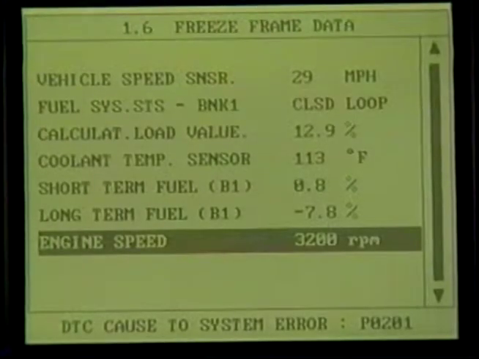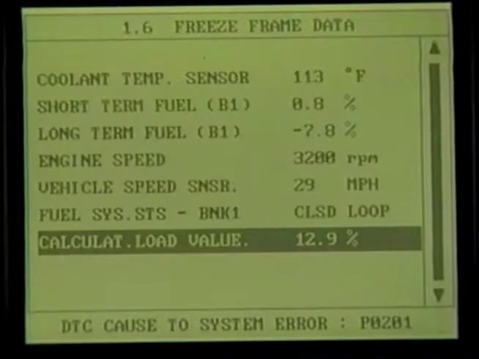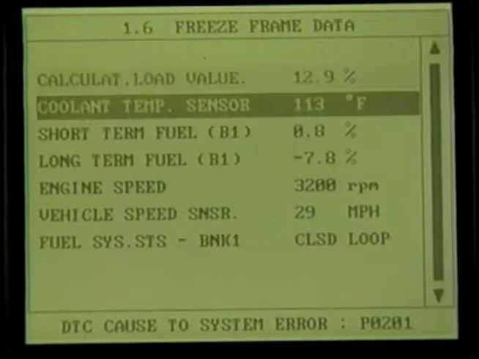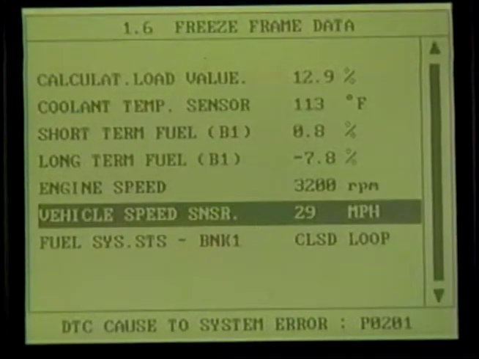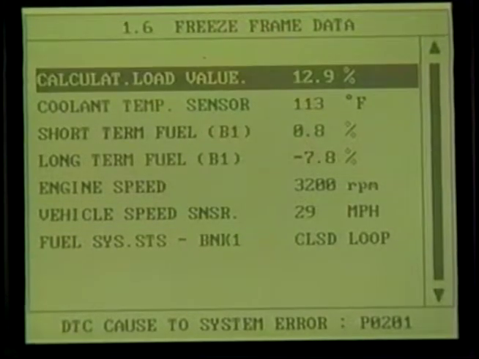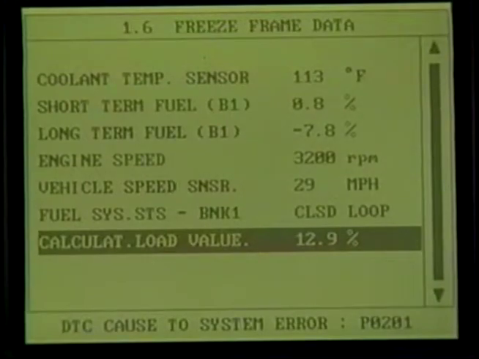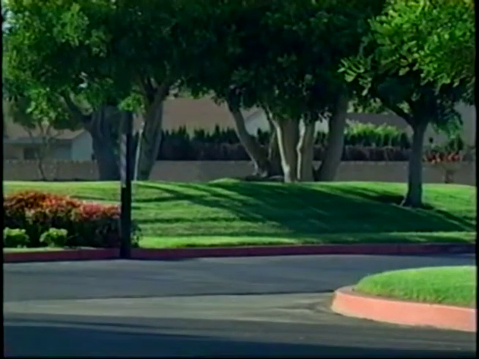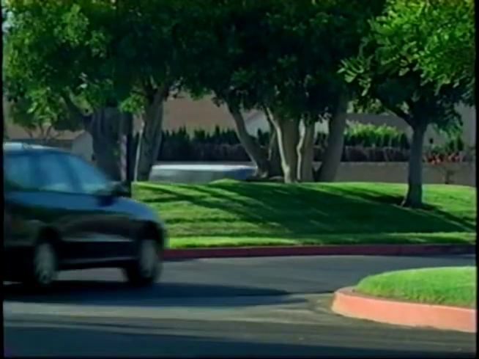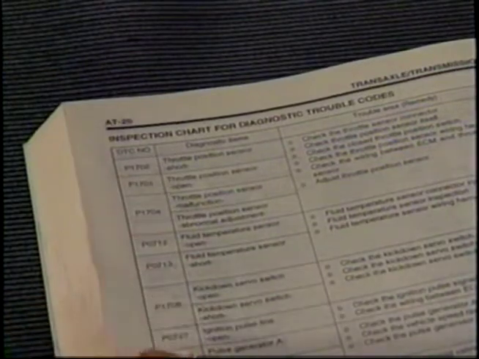Freeze Frame Data will give you the engine RPM, calculated load value, engine temperature, and vehicle speed, as well as other specific information that will allow you to operate the vehicle under the conditions that the code occurred. Clear the DTC, then operate the vehicle under the conditions recorded on the freeze frame data. Road testing is often required to duplicate the DTC. Whether or not you are able to duplicate the DTC, continue your diagnosis by reviewing the diagnostic procedure in the service manual.